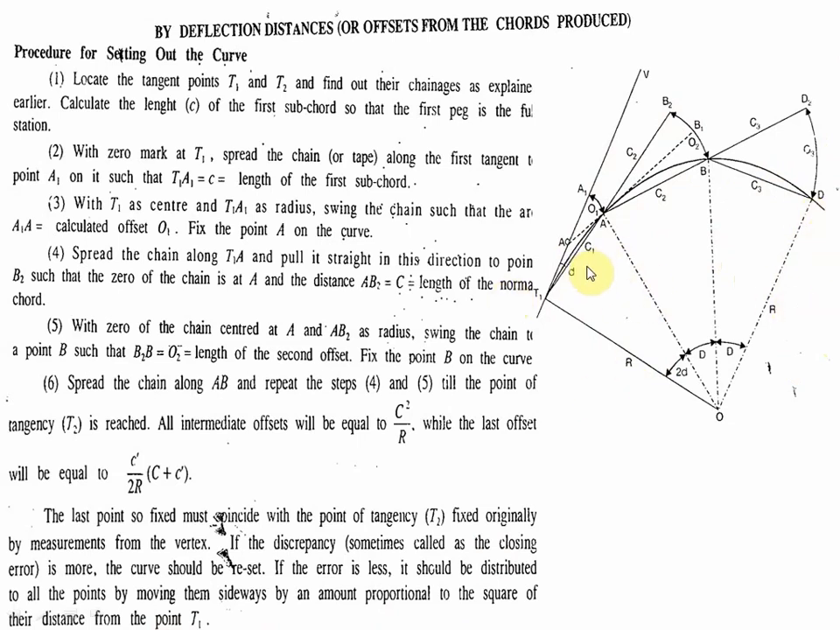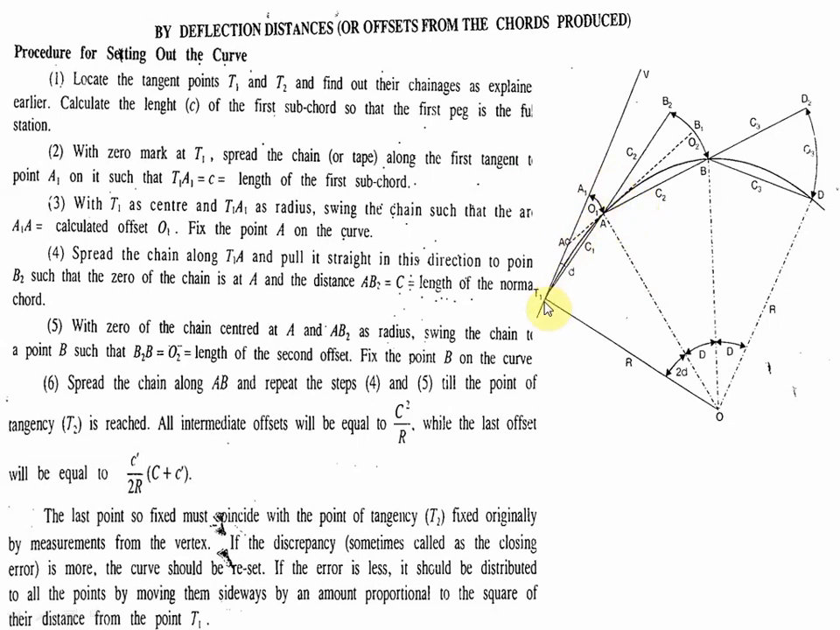Once again, in brief: first you have to mark the T1V on the field. Keep the chain on T1A1 such that the length of T1A1 is equal to the length of the first subchord. Hold the 0 end of the tape on T1, take T1A1 as the radius, and swing the tape to mark the point A on the curve. The swing should be to a length equal to offset O1. Mark the point A.